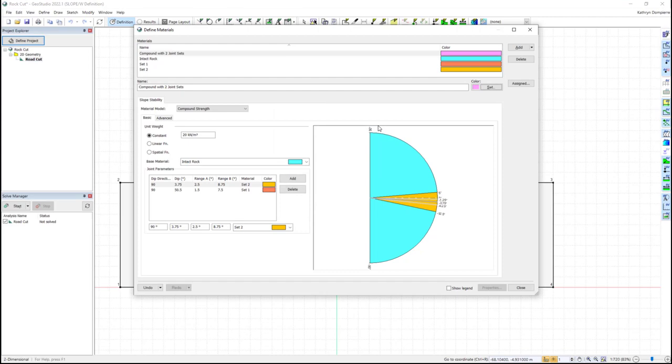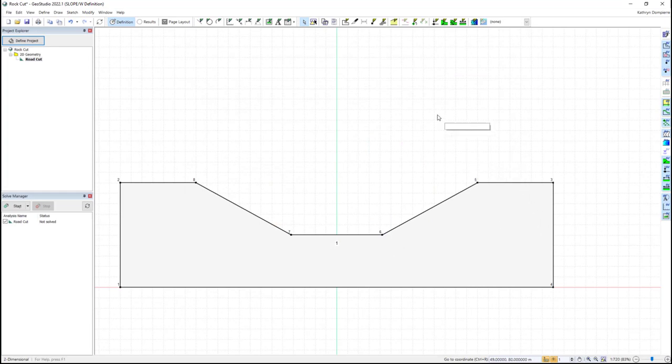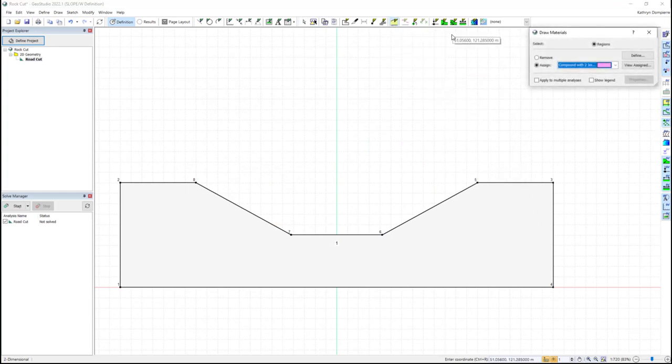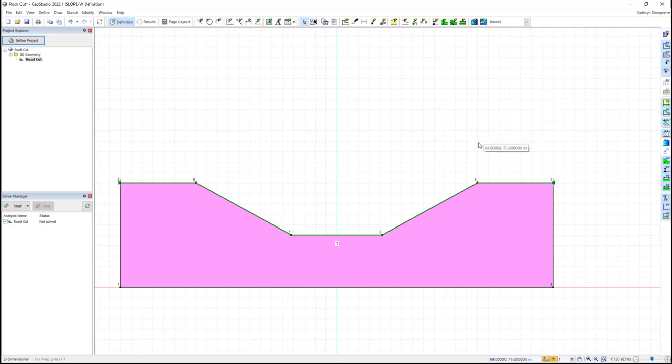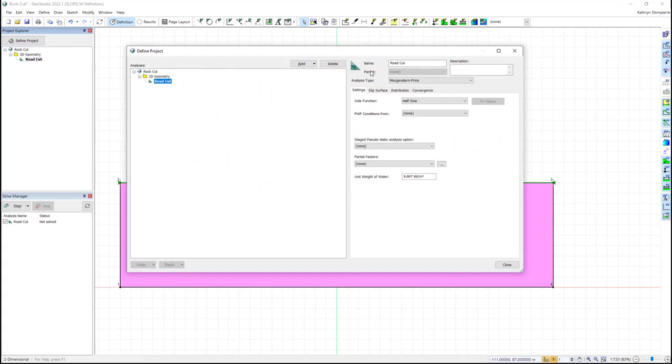As you can see, it is very easy to add as many joint sets as necessary to a single compound material. I then will draw the compound strength material onto the entire rock mass. This single material represents by itself the rather complex anisotropic material surveyed in the field. To proceed with the slope stability analysis, I will first analyze the left side of the rock cut. In the Define Project window, I will rename the analysis accordingly.